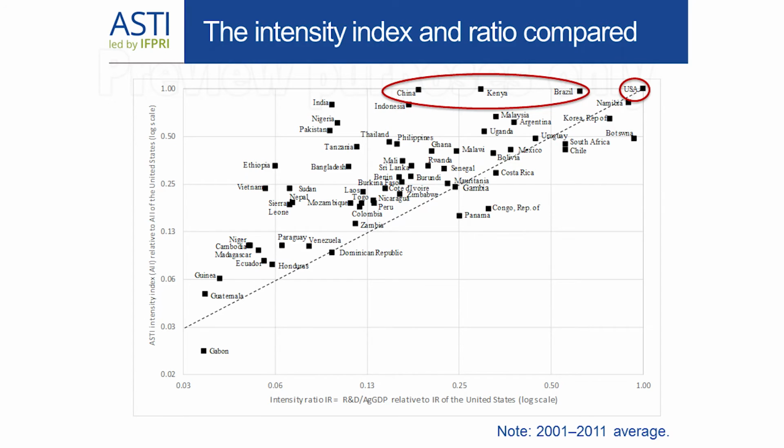The picture changes completely when you start using the ASTI index, because now the ranking goes from up to down in the figure. As you can see there, if we use this index, then the US, Brazil, Kenya, China are investing at the same intensity level, and India is not far from there. It's very close to that. And so this index is giving us some idea of at least what we expected when we started analyzing the intensity ratio.